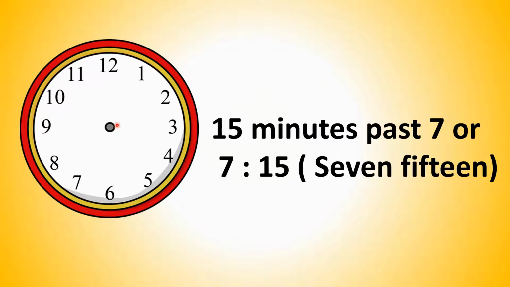Now see next example. Students, now tell me, the minute hand will be on which number? Yes, at 3. The minute hand is at 3. And tell me, the hour hand will be on which number? Yes, at 7. And the hour hand is between 7 and 8. So the time is 15 minutes past 7 or 7:15.